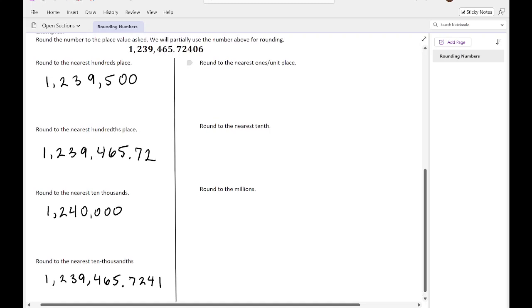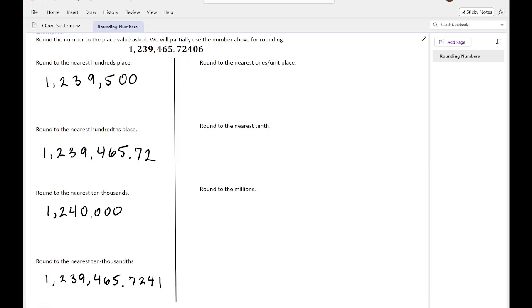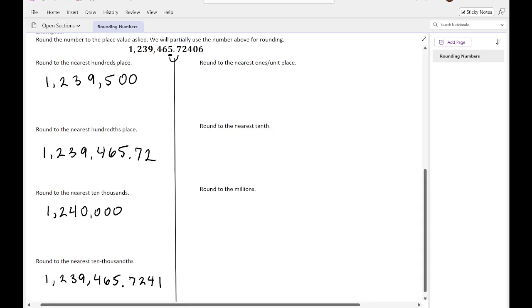Now we're going to round to the nearest ones, or again, sometimes it's called the unit place. So the ones or the unit place is going to be the number right before the decimal. And again, even though there's a decimal there, we're going to look immediately to its right and see if we're going to round. So we're going to look at the 7. 7 is 5 or more, which means that 5 is going to become a 6. So 1, comma, 2, 3, 9, comma, 4, 6, 6. And there's no need to put the decimals of 0.000.